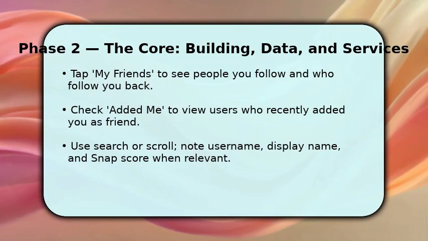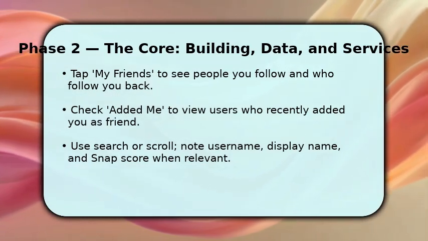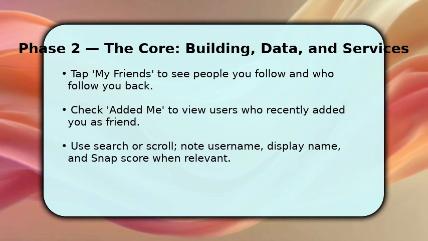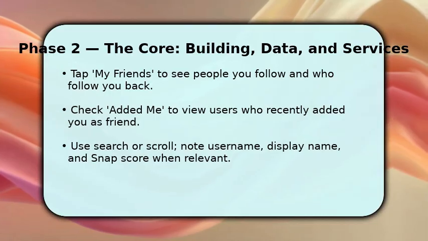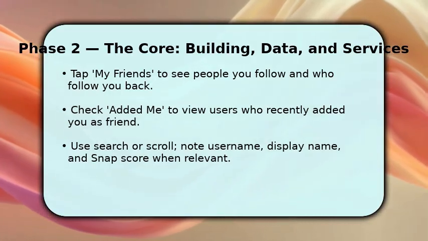Once done, tap My Friends to see your established contacts and relationships. This tells you who you follow and who follows you back. Then open Added Me to see pending requests and recent followers. This is where new connections appear.